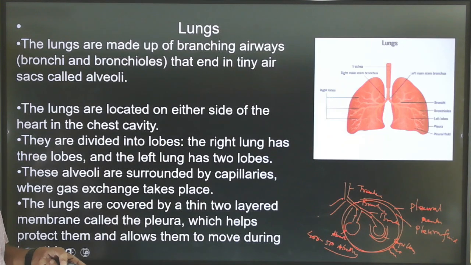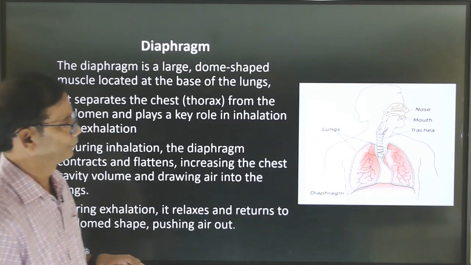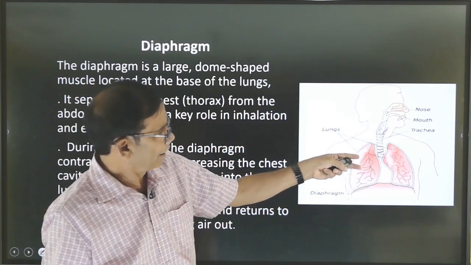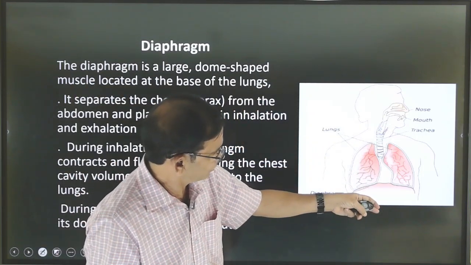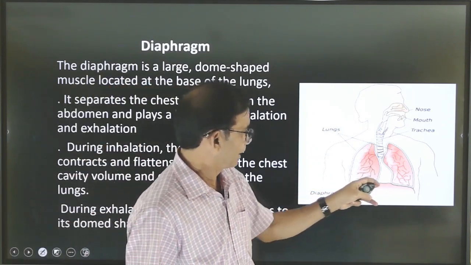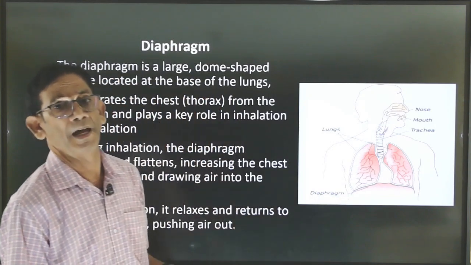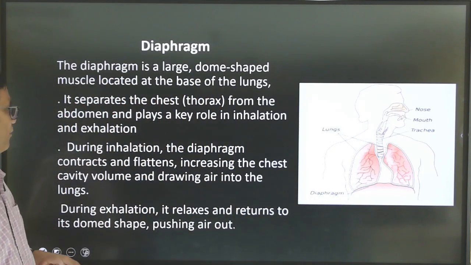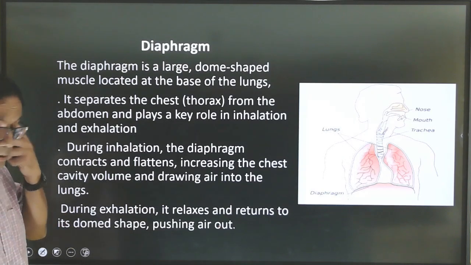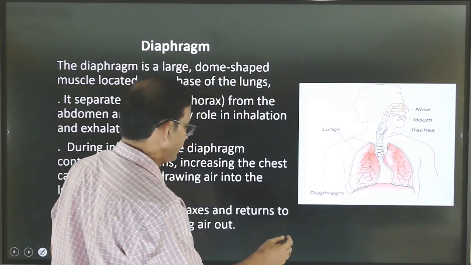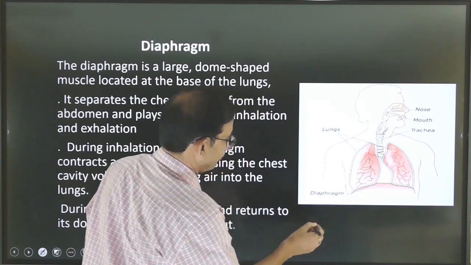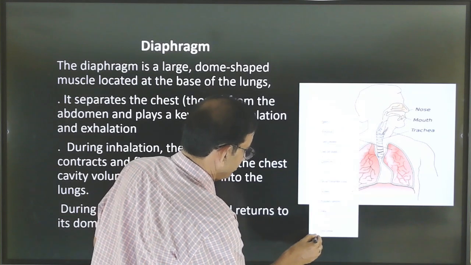After the lungs, there is another partition which separates the upper thorax portion from the abdominal portion. It is a muscular, curtain-like structure called the diaphragm. This diaphragm helps in both inhalation and exhalation.